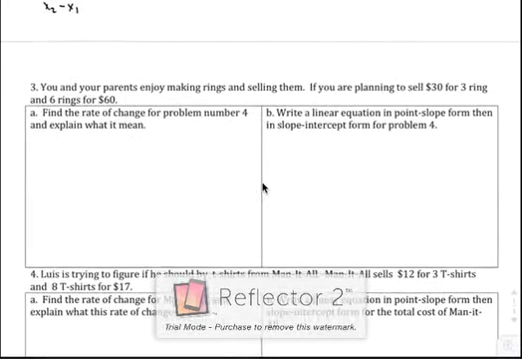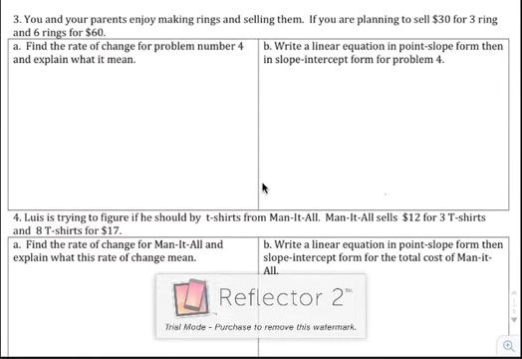Okay, let's do this one. I didn't go over this in class. You and your parents enjoy making rings and selling. If you are planning to sell 3 rings for $30 and 6 rings for $60, find the rate of change to problem 3. Explain its meaning.